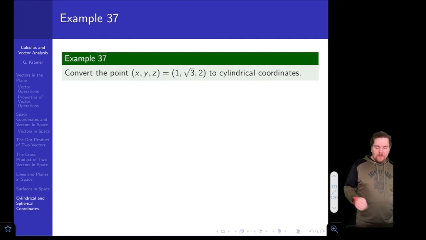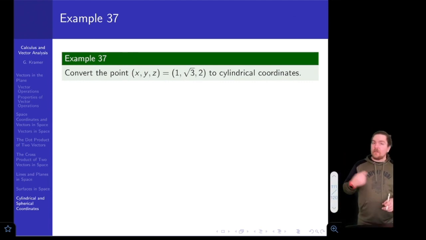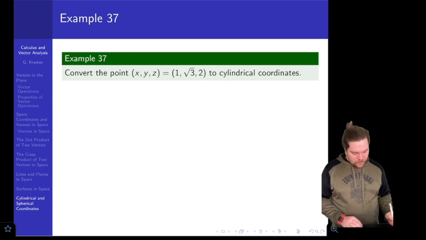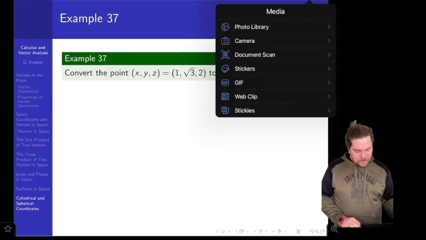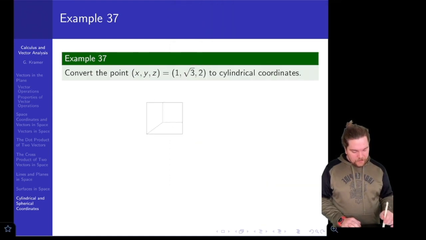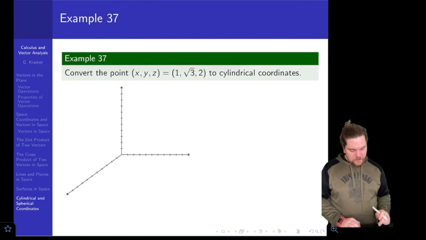Example 37. Now we're looking to convert the point x, y, z equals the point 1, square root of 3, 2 from rectangular into cylindrical coordinates. So let's go ahead and start thinking through this conversion here. All right. In this case, since we're going from rectangular to cylindrical, it might be easiest if we start by actually plotting the point in a three-dimensional coordinate system, and then from there start thinking through our conversions.